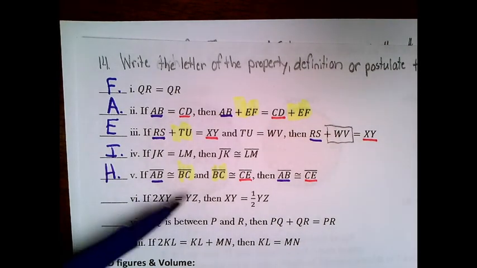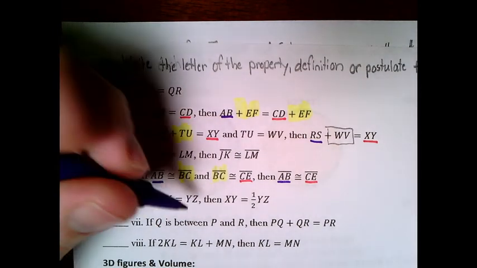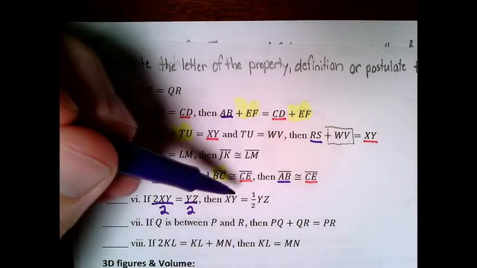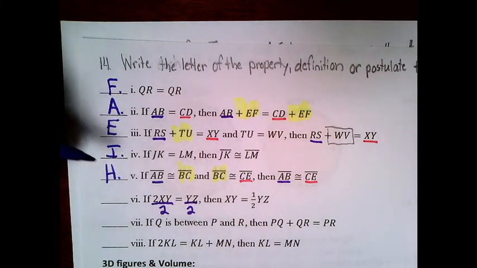2XY equals YZ. From here to here, the 2 disappeared. The only way to get rid of that is divide by 2 on both sides. You want to divide by a 2 on both sides. I get XY equals 1/2 YZ. So that's division, D.